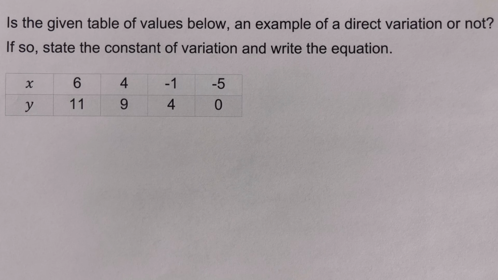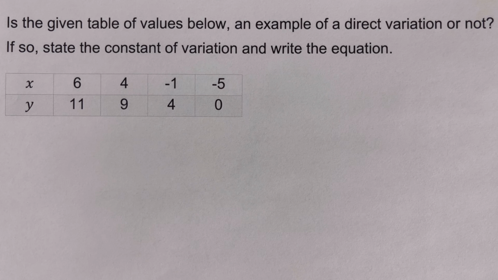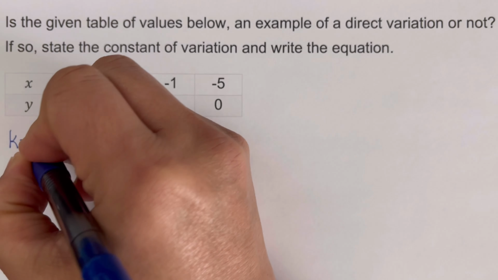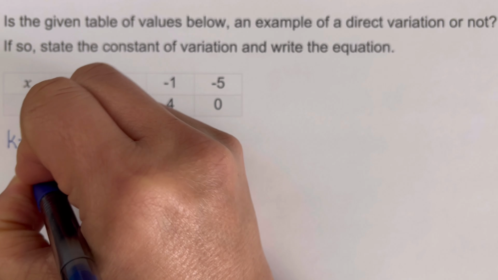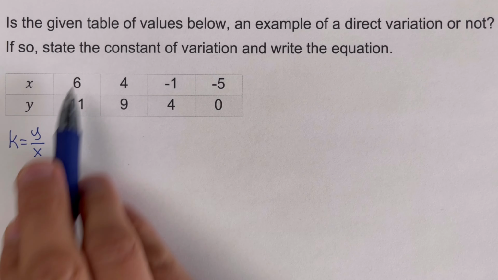Okay, in this example, we are given a horizontal table. Even though the table looks different from the first two examples, the same rule would apply. So again, in order that we can determine if it's a direct variation or not, we're supposed to determine the k value or the proportionality constant or the constant of variation. And the equation for that is k equals y over x. So I'm going to go ahead and determine the k value for each of these ordered pairs.